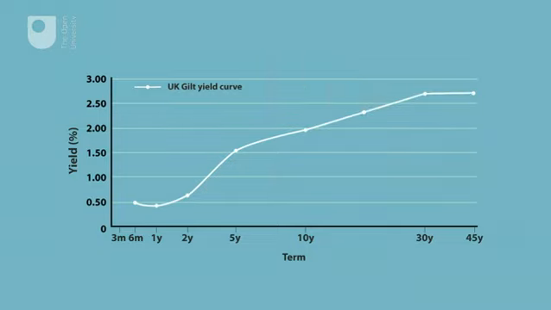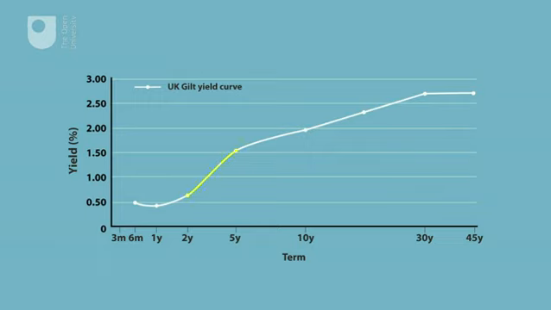A yield curve therefore represents what is known as the term structure of interest rates. The yield curve from gilts is called risk-free as they are assumed to be completely free of a risk of default by the issuer, the UK government. The slope of the yield curve reflects market expectations about the future movement of short-term interest rates, like the Bank of England's bank rate or official rate of interest.